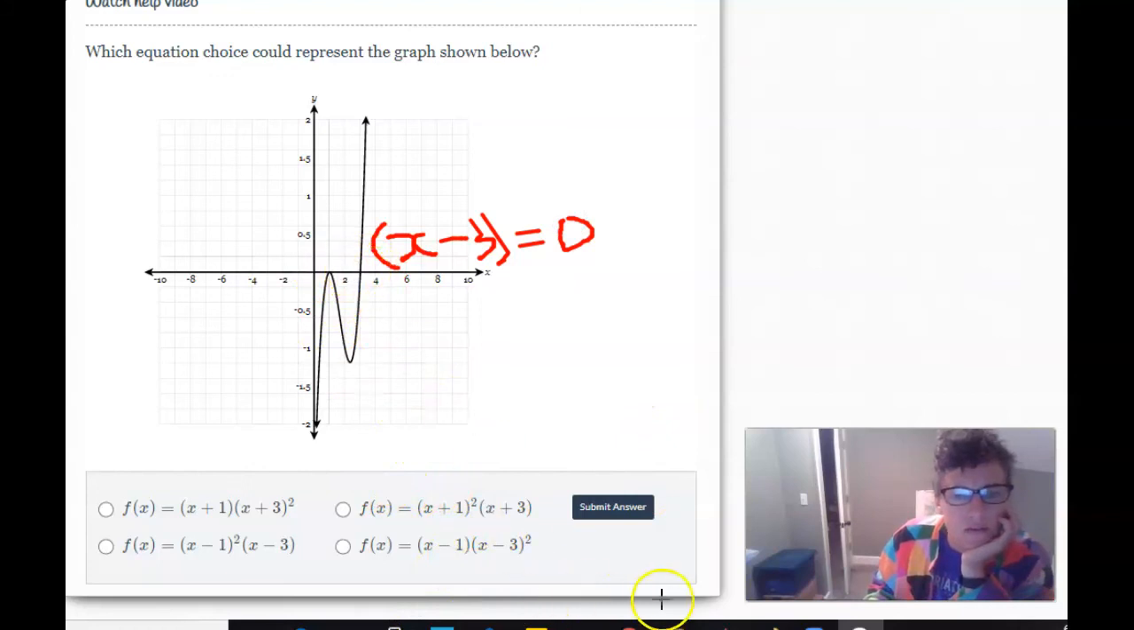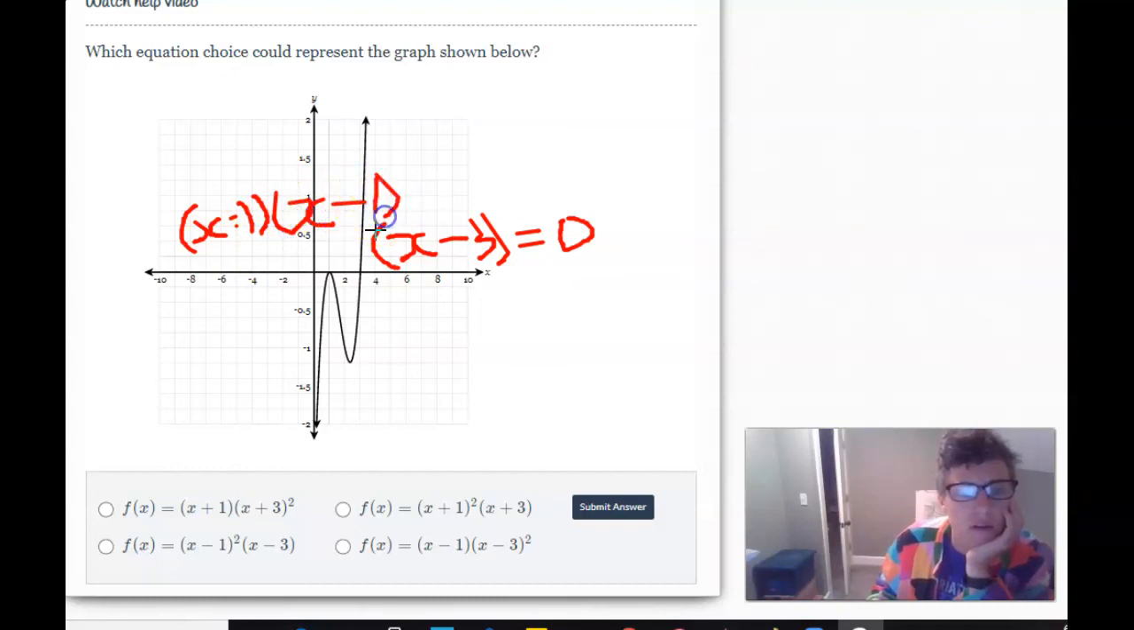We've got another root here at 1, but this goes up and bounces off. So that must mean we have a multiplicity of 2 at this root. So that must mean we have x minus 1 twice. X minus 1 and x minus 1. We've got a multiplicity of 2 at this root at 1, so it must have showed up twice, which would be the same thing as x minus 1 squared.